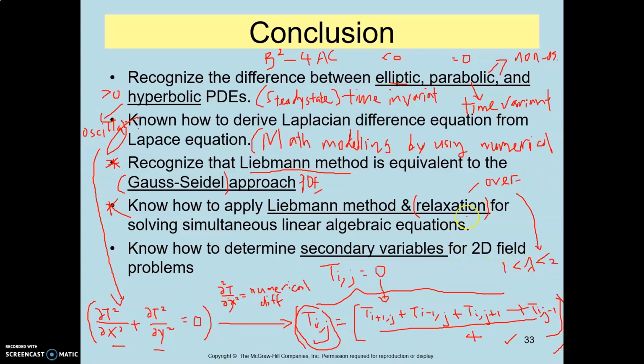So if you select the lambda to be 1, it has no effect. Basically it's like you perform using this step without using the equation for relaxation. So if you select lambda equal to 1, it's the same effect. But if you select lambda less than 1, it is the under-relaxation case.